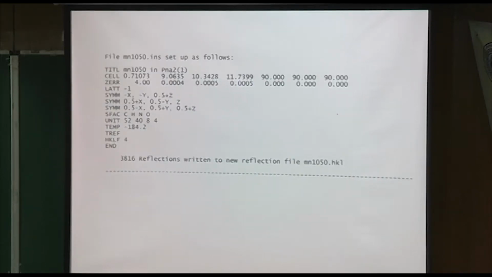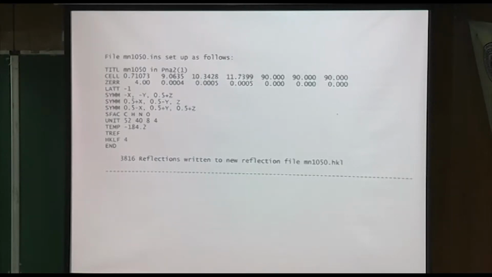Okay. Then it sets up the file. So it's always going to set up the file like this, but you don't really need the temperature to continue. I just put that in. Tref would be the direct methods algorithm, which we usually, again, don't use unless you feel like it. But if you use SHELX, it's great. But SHELX reads this file. You don't need to change it. So you do need these certain things.